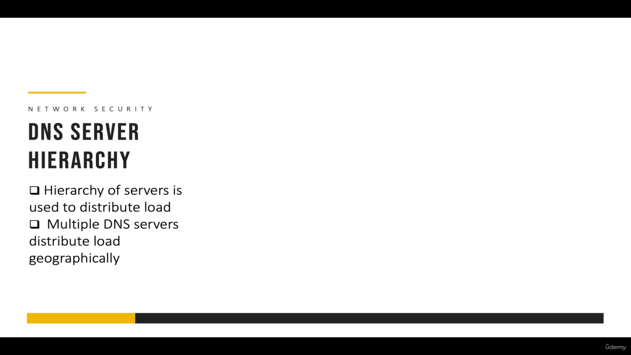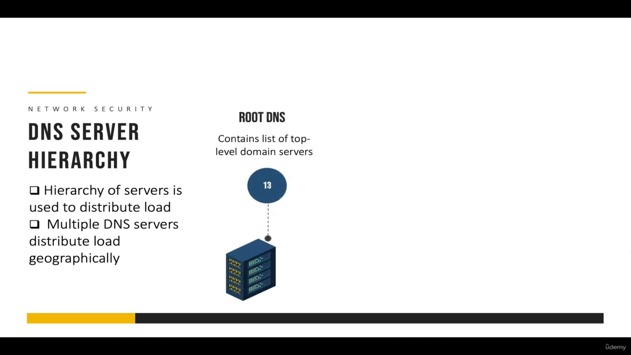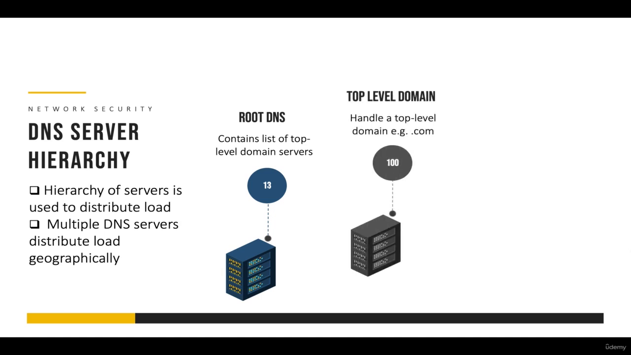So the first level of the DNS servers is called the root DNS servers. There are just 13 of these in the world and they contain a list of top level domain servers. So what are top level domain servers? A top level domain server caters to a specific domain. So for example, a .com top level domain server will handle all the DNS resolution requests which have .com at the end. We have hundreds of these and they are also spread throughout the world.